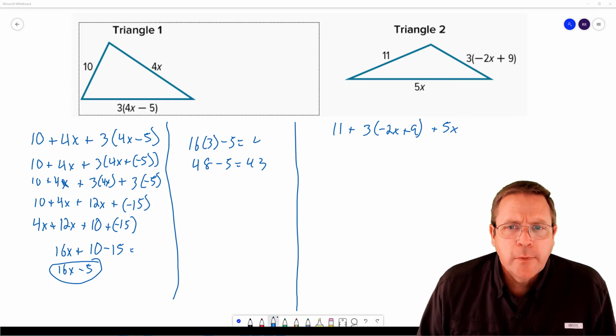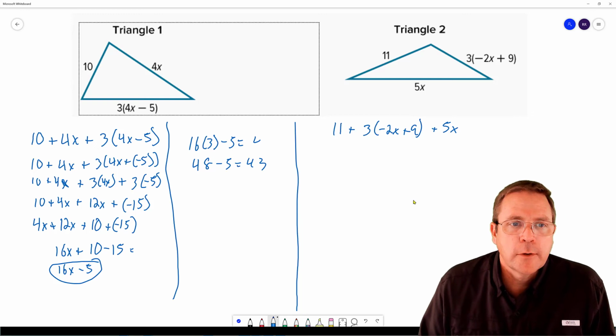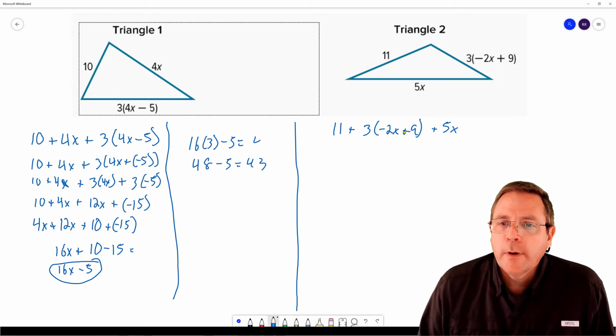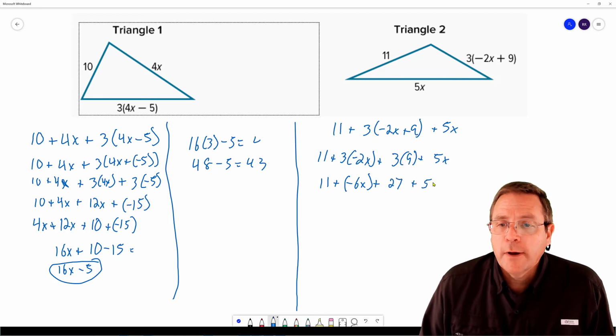Now we're going to do the same thing with the other problem, where I'm going to be using my distributive property over here. I don't have to make any pretty problems ugly. I'm just going to take 11 plus 3 times a negative 2x plus 3 times 9 plus 5x. From there, 3 times a negative 2x is going to be a negative 6x. So 11 plus a negative 6x plus 3 times 9, which is 27, plus 5x.